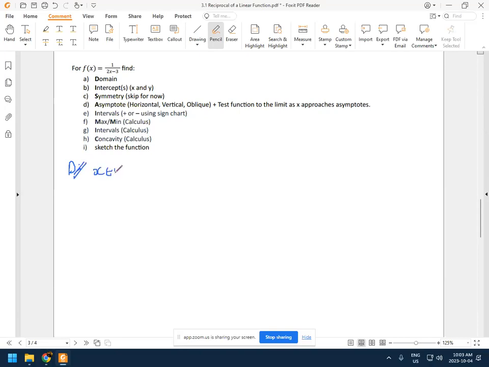Domain. x belongs to real numbers as always, but I can't have 2x minus 3 equaling a 0. So I'm going to check. If that equals a 0, that means 2x equals 3. That means x equals 3 over 2. Using this calculation, my restriction is x cannot be 3 over 2.